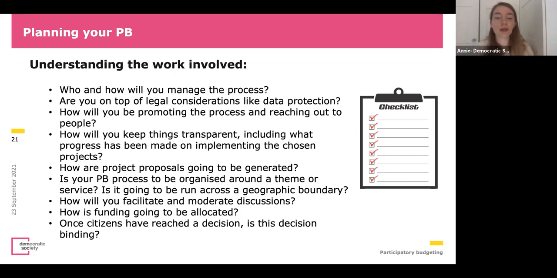Once citizens have reached a decision, is this decision binding? It's important for them to know that, otherwise it might feel like a meaningless project or proposal that they've put in if they know that it might not go ahead. So just knowing what is happening with their input.